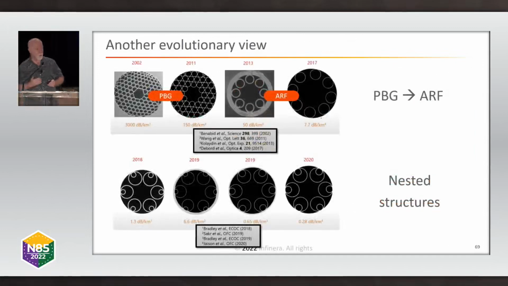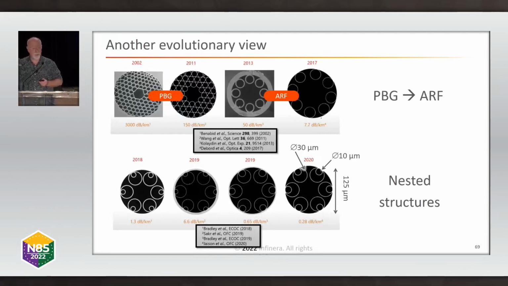Another evolutionary view, the top line is showing the structural evolution from photonic band gaps with lots and lots of little honeycombs through to anti-resonant structures, but then the bottom line is where they discovered this nested structure idea. And it's just scary actually how tiny these structures are. If we look at that bottom right one, you can see those circles. These are actually tubes of glass through the fiber itself.